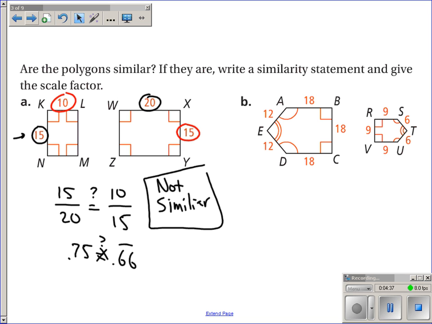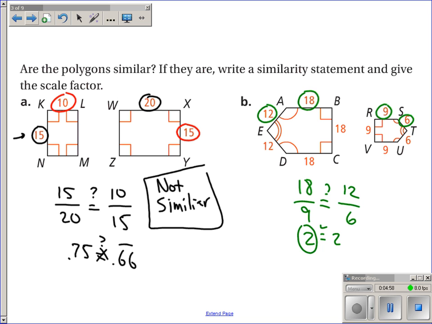Let's look at B. I'll just take 18 to 9 and compare that to 12 to 6. Well, 18 over 9 is 2, and 12 over 6 is 2, and so they are equal. Okay? And the number is 2. So we'll look at that number. 18 over 9 is 2, and 12 over 6 is 2. Okay, so they all have the same ratio, the same scale factor, and so these two pentagons are similar.